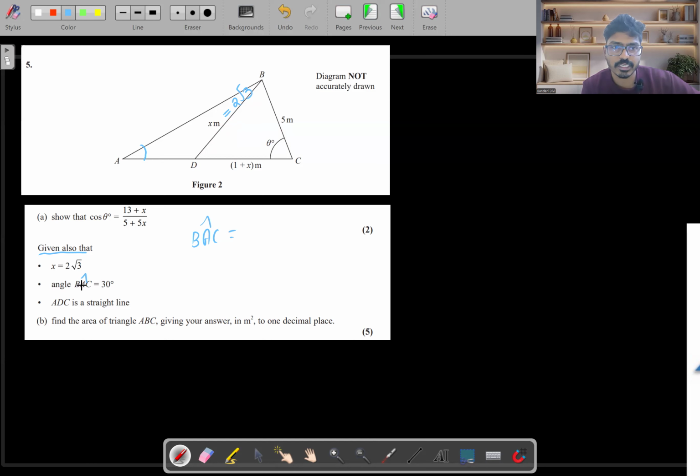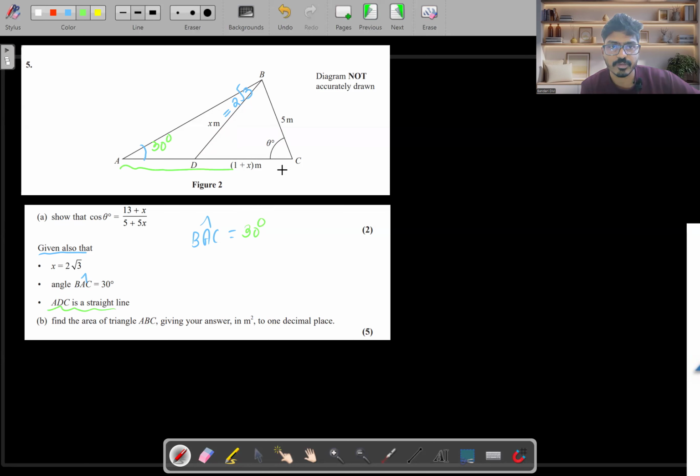How are you going to read it? This is your angle A. If it were, let's say, BCA, then your angle would be C. This is just an example, so you need to be very clear about which angle is given. The angle given is 30 degrees, and ADC is a straight line.